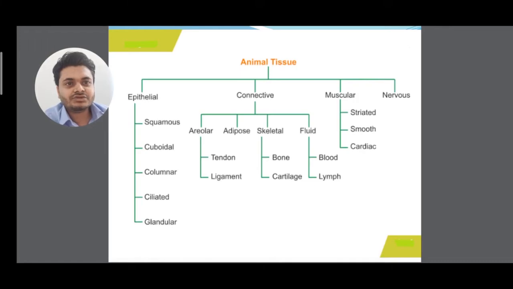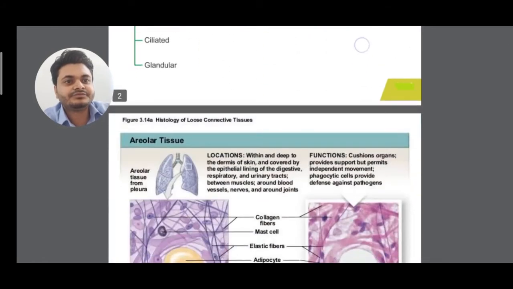We know the animal tissues are of four types: epithelial, connective, muscular, and nervous. We are completed with the nervous and muscular tissue, and today we'll start with the connective tissue. Under connective tissue, I'll teach you areolar tissue, adipose, skeletal, and fluid. Under areolar we have tendon and ligament. Under skeletal we have bone and cartilage, and under fluid we have blood and lymph. We'll see all in detail.